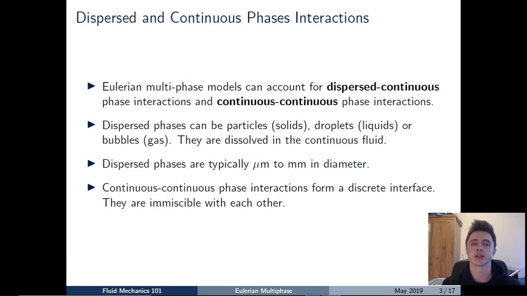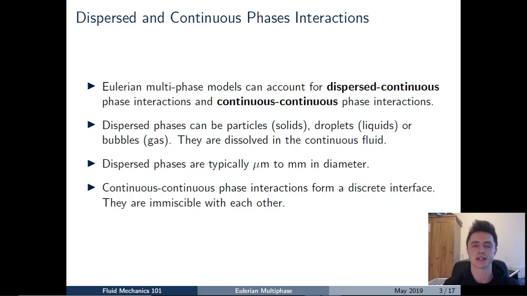So just to start looking at dispersed and continuous phases, the Eulerian multi-phase modelling approach can account for both dispersed continuous phase interactions and continuous phase interactions. Now, don't worry if you're not too sure about what these types of phase interactions are, because I'm going to go through them briefly today, so you should have a good understanding of what they are and how they're different.